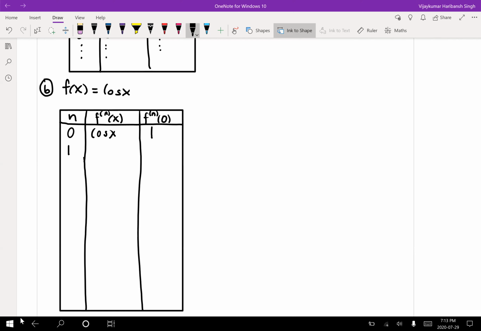Similarly, the first derivative will be minus sine x, and when you put 0, you get 0. Similarly, when you have 2, the derivative is minus cosine x, and when you put x equals 0, you get minus 1. Similarly, for 3, when you take the third derivative, you get sine x, and when you put 0, you get 0. Similarly, the fourth one, so let's see if we are getting some pattern or not.